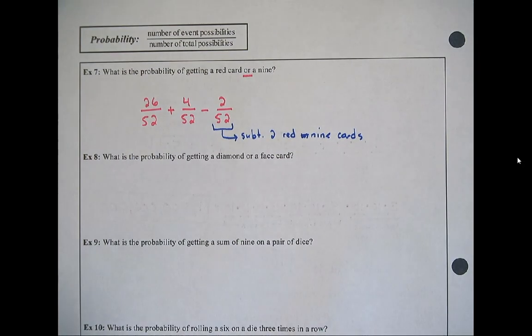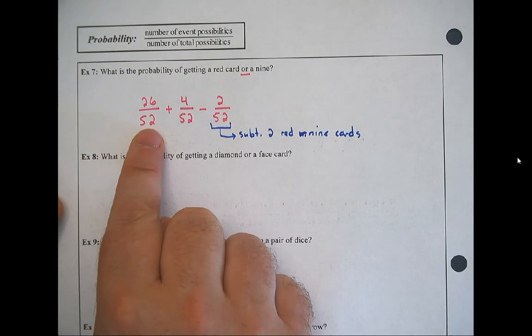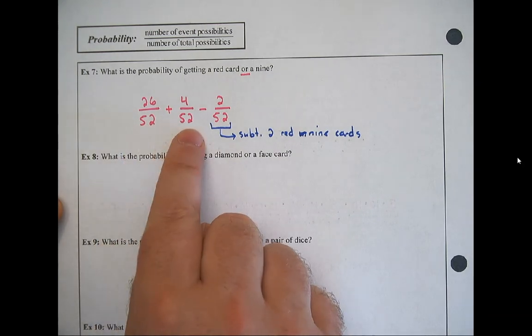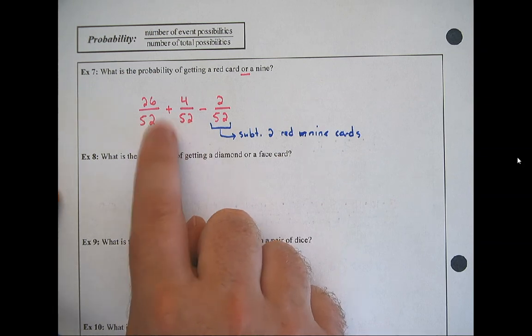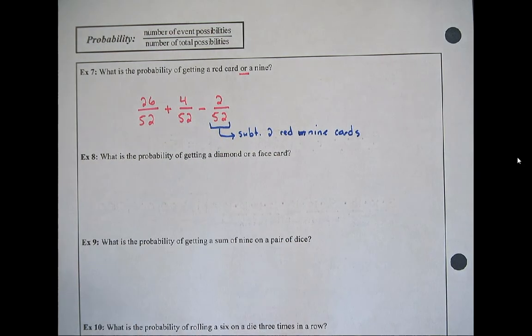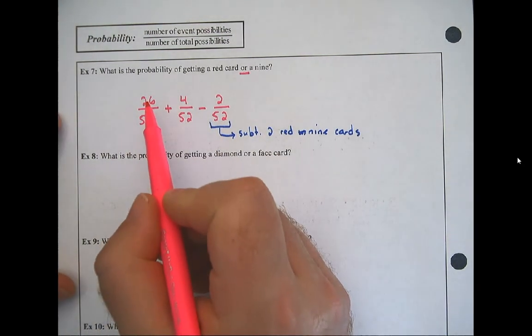So in here, let's talk about the 2 cards. It's the 9 of diamonds and the 9 of hearts. Did the 9 of diamonds get counted in the red cards? Yes. Does the 9 of diamonds get counted in the 4 9 cards? Yeah, so it got counted twice. So you always have to subtract off anything that repeats.